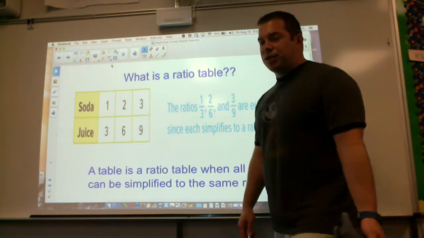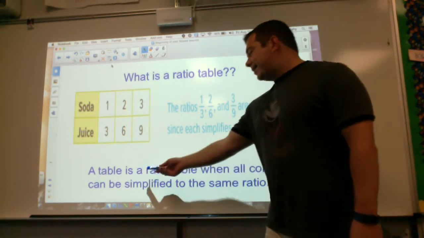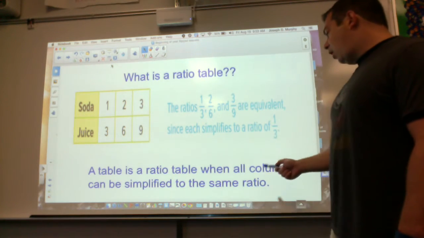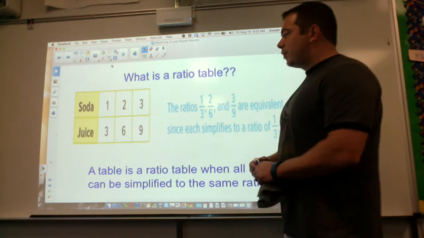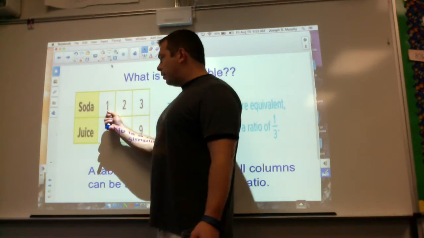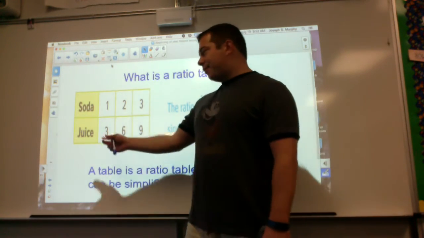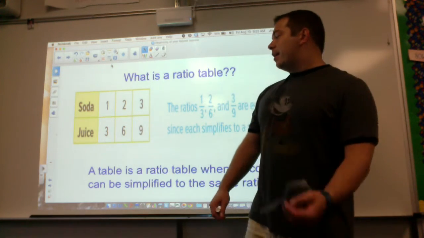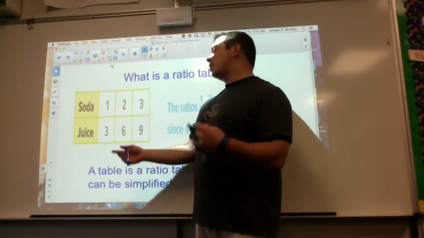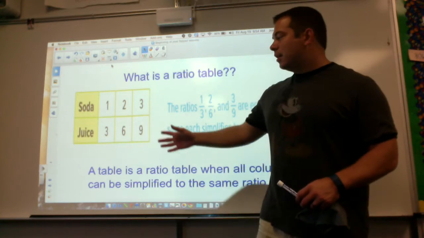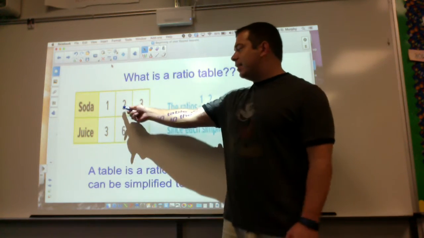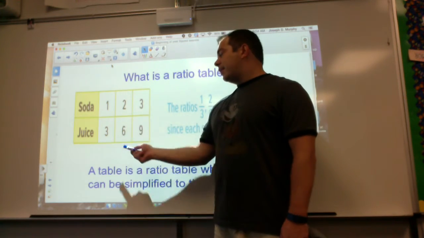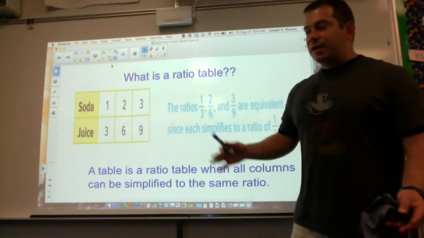So what is a ratio table? Well, a table is a ratio table when all columns can be simplified to the same ratio. So right here, for every one bottle of soda, we have 3 bottles of juice. Every 2 bottles of soda is 6 bottles of juice. I can reduce this to a 1 to 3 ratio. If I divide 2 by 2, I get 1. If I divide 6 by 2, I get 3. And so on and so forth.